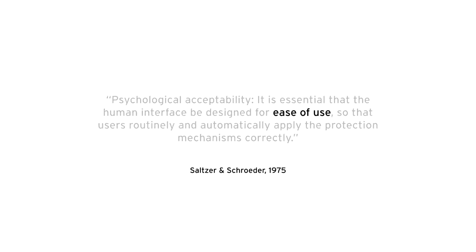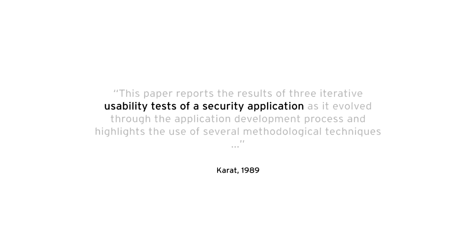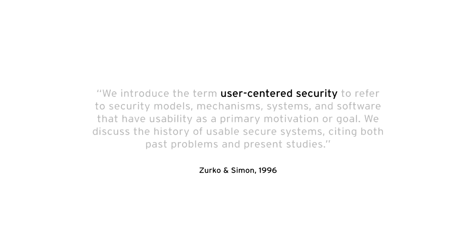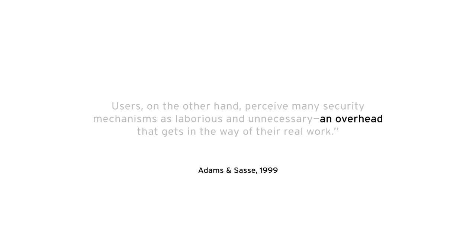It started with the idea of usable security. It was explicitly defined first in 1957, but only in 1998 that the first usability tests were carried out, and only in 1969 that the concept of user-centered security was described. An interesting paper, also from 1999, shows how, contrary to the general description of users as lazy and basically as the weakest chain in security, this paper describes users as pretty rational beings who see security as an overhead and where they don't understand the usefulness of what they're doing.